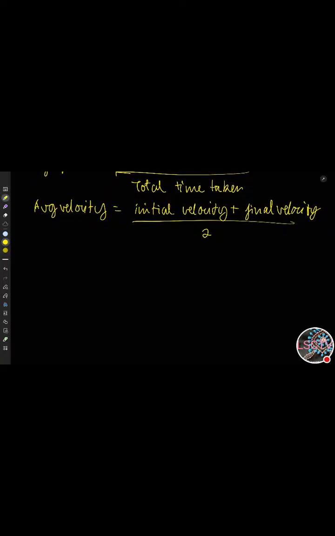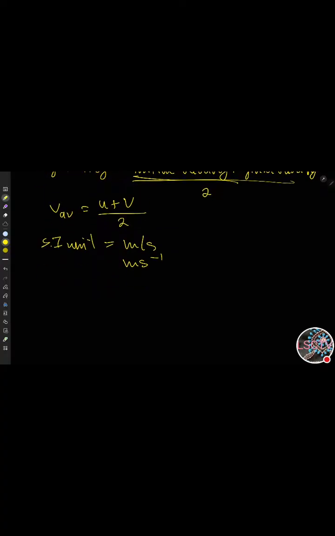Now, how do you represent this? V_av, which is average velocity, is equal to initial velocity, which we represent with u, plus final velocity, which is v, divided by 2. Simple, easy. What is the SI unit of velocity? The SI unit of velocity is the same as speed, meter per second, or m s to the power of minus 1. Then you also have kilometer per hour.